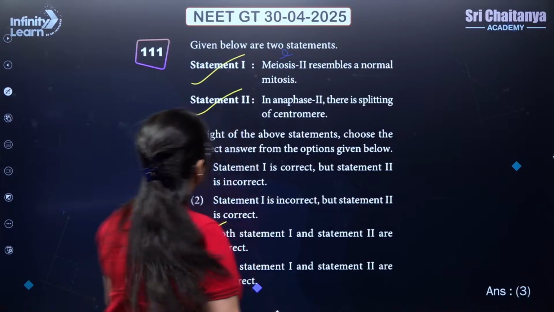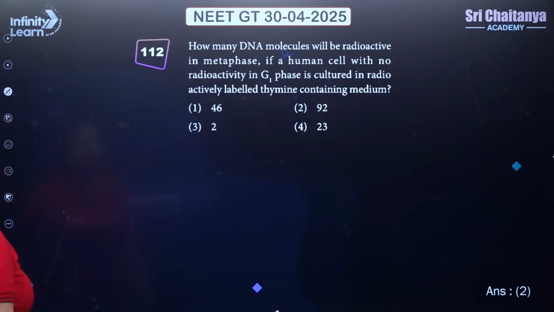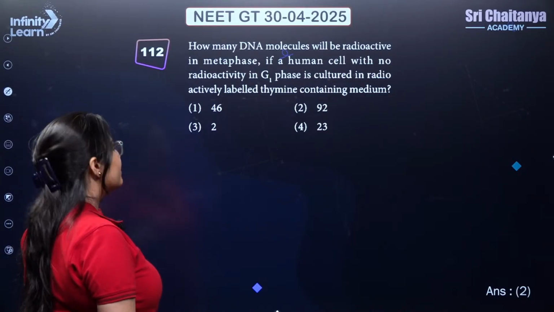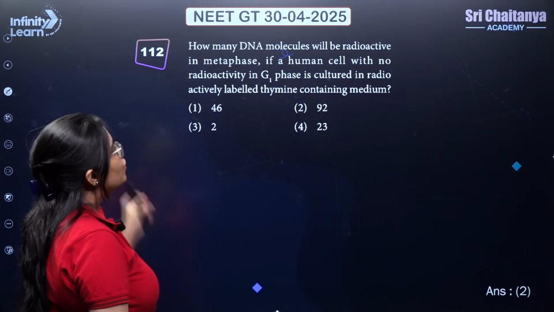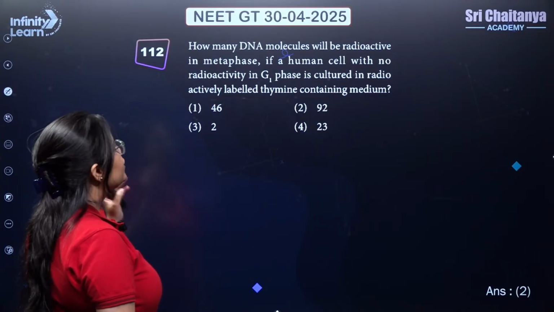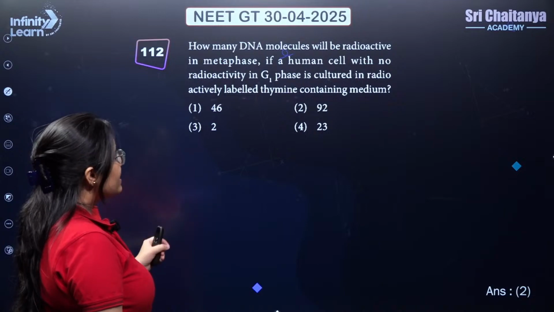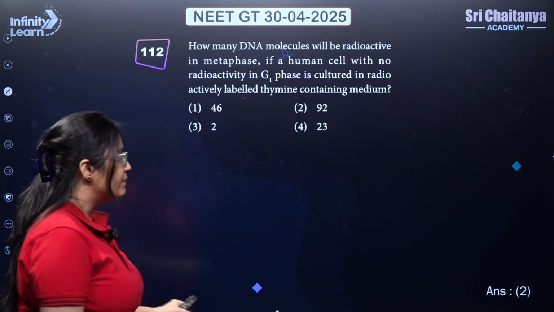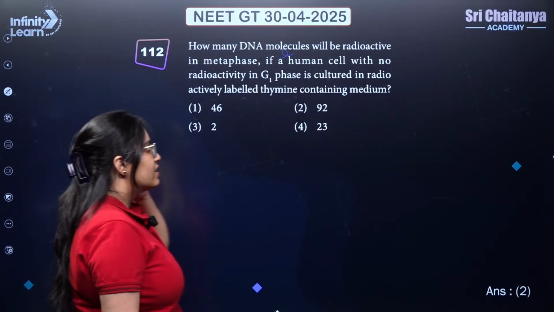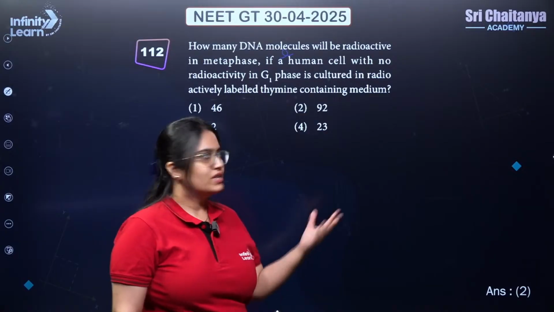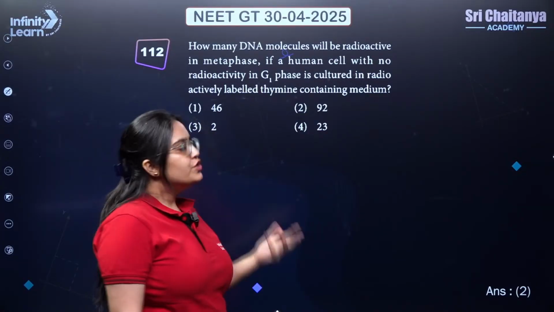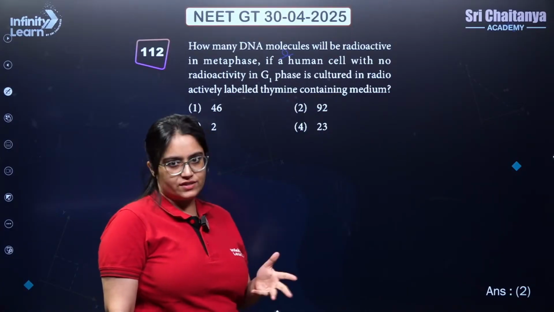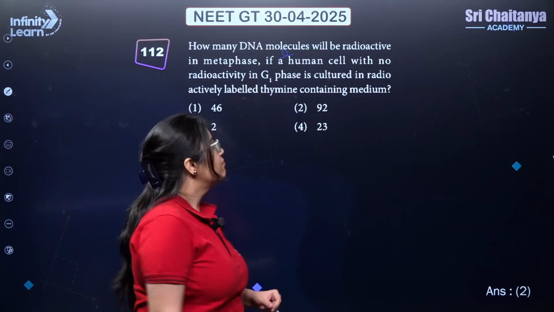Next, guys. Interesting question. How many DNA molecules will be radioactive in metaphase if a human cell with no radioactivity in G1 phase is cultured in radioactively labeled thymine containing medium? There are 2-3 things you need to notice here. They are starting with a human cell, so you can consider a diploid human cell. How many chromosomes are there in a diploid human cell? 46 chromosomes, so you can consider 46 DNA molecules.